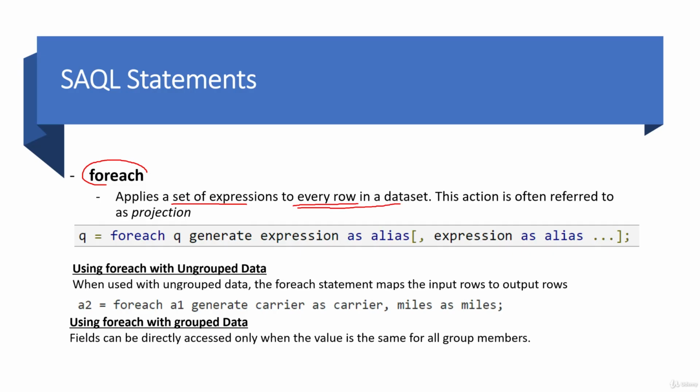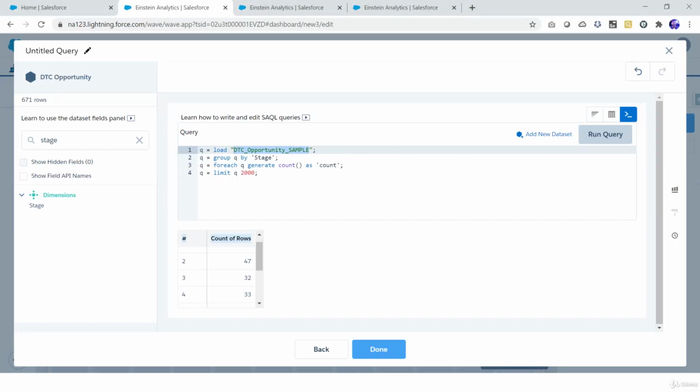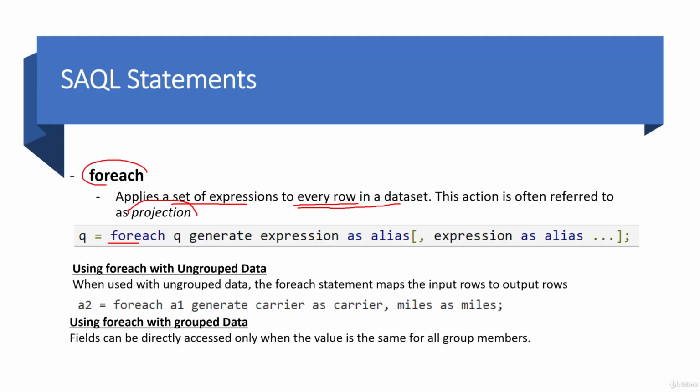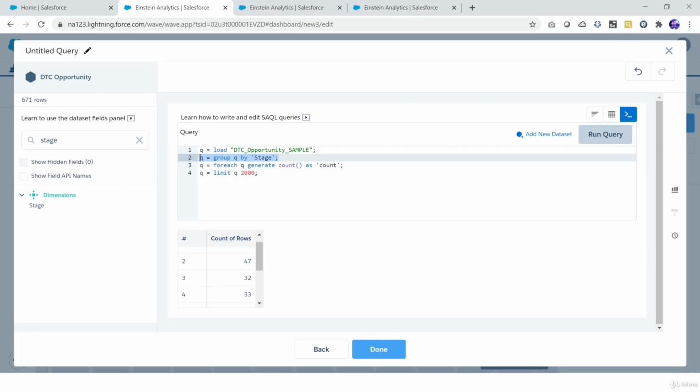Now this action is often referred to, technically, as a projection also. So when you do the for each, you can use it on grouped data, anywhere you can use this for each. Now I have grouped data here, and in this grouped data I'm going to use this for each. So we can access the fields directly, whatever fields we have in this dataset.